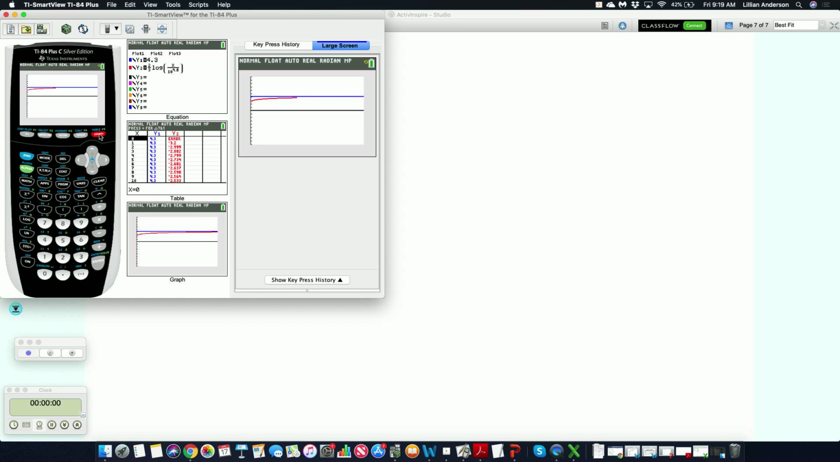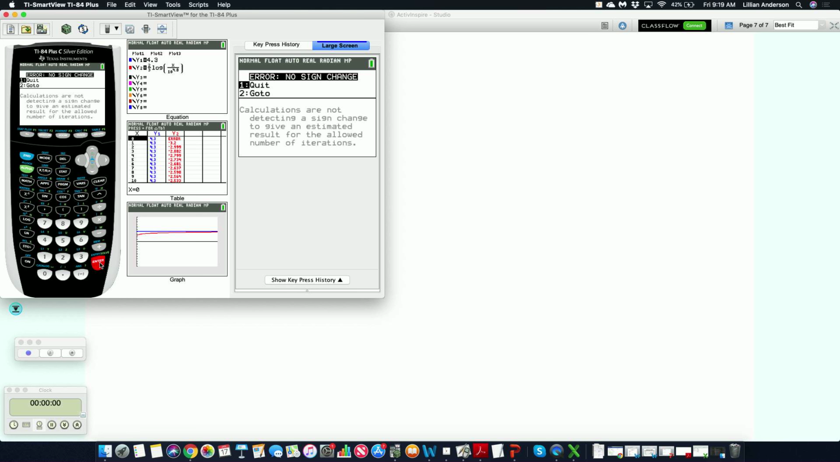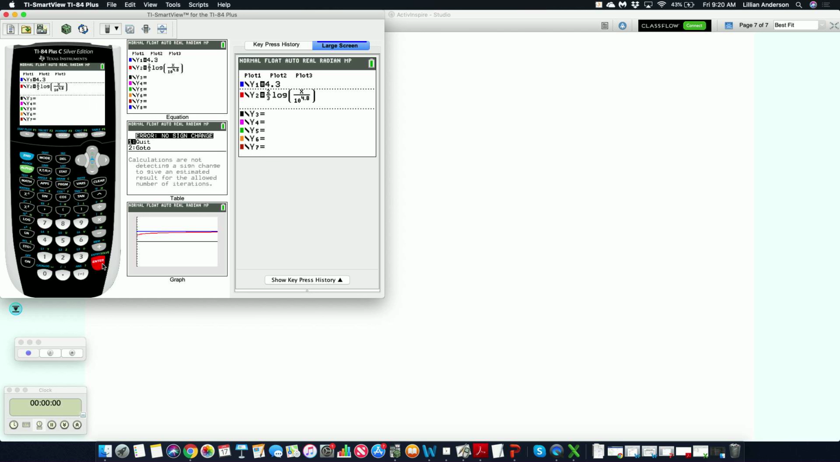Let's cross our fingers. Hopefully it does. Come on. Go up one more time. Yes. So we're going to go to second trace, option 5, and we're going to click enter 3 times. And apparently I didn't open it up wide enough. When there's no sign change, that basically means that I didn't open up my window large enough. But this is the process that you would go through to figure it out. We're using the same features, same properties that we use with exponential functions to solve logarithmic equations.